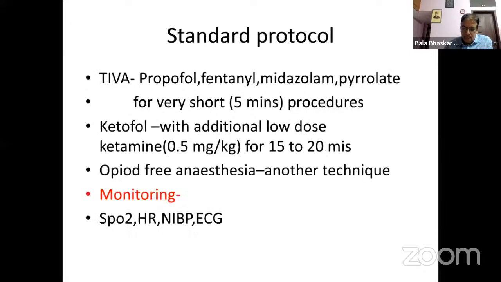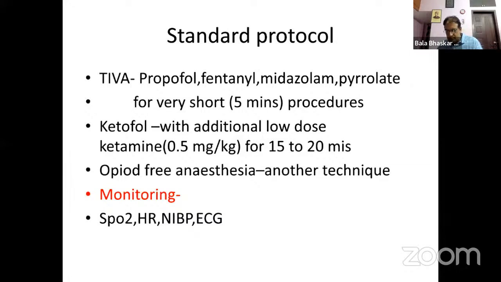So what is the standard protocol practiced all over? It's TIVA, total intravenous anesthesia, involving a propofol, fentanyl, midazolam, glycopyrrolate combination for very short procedures like poor responders, I told, 5 minutes or even less. For procedures lasting 15 to 20 minutes, an additional low dose ketamine can be added, that is 0.5 mg per kg, but not more than this.